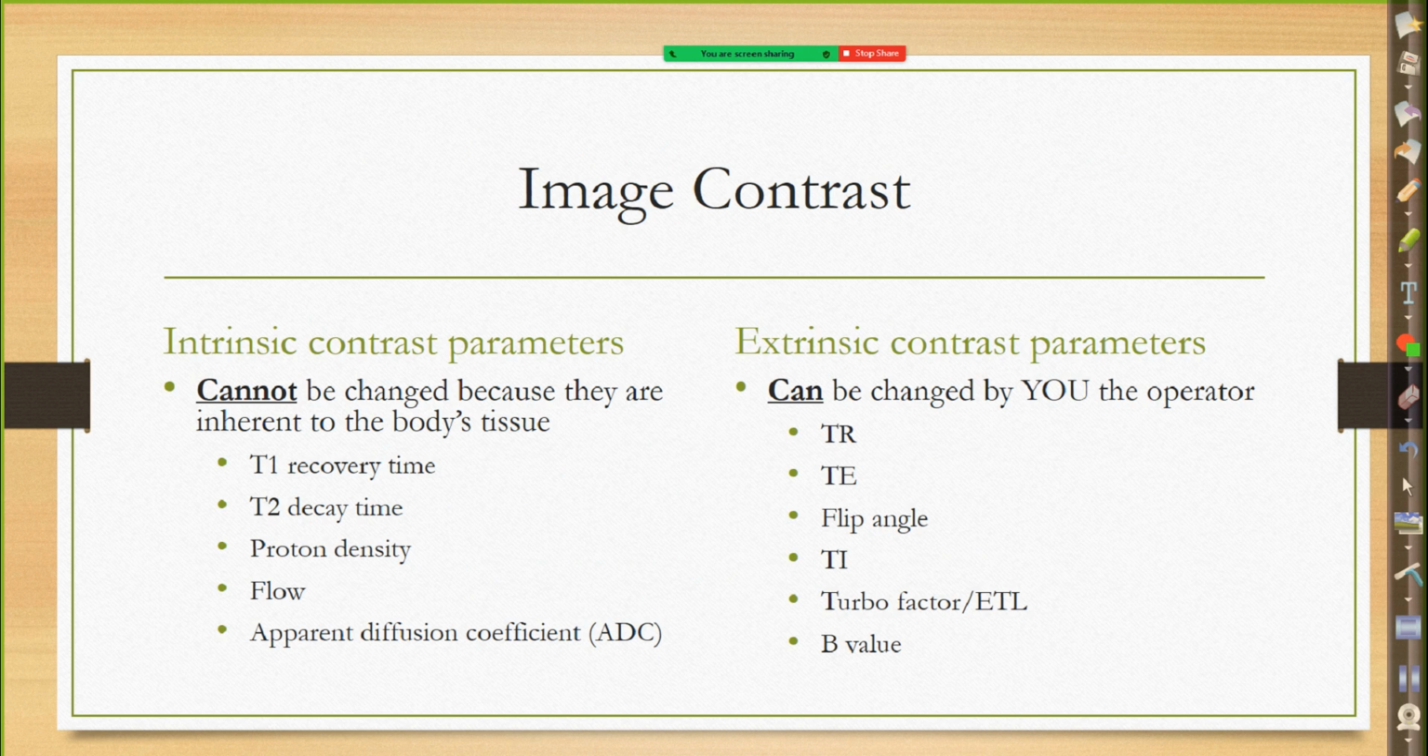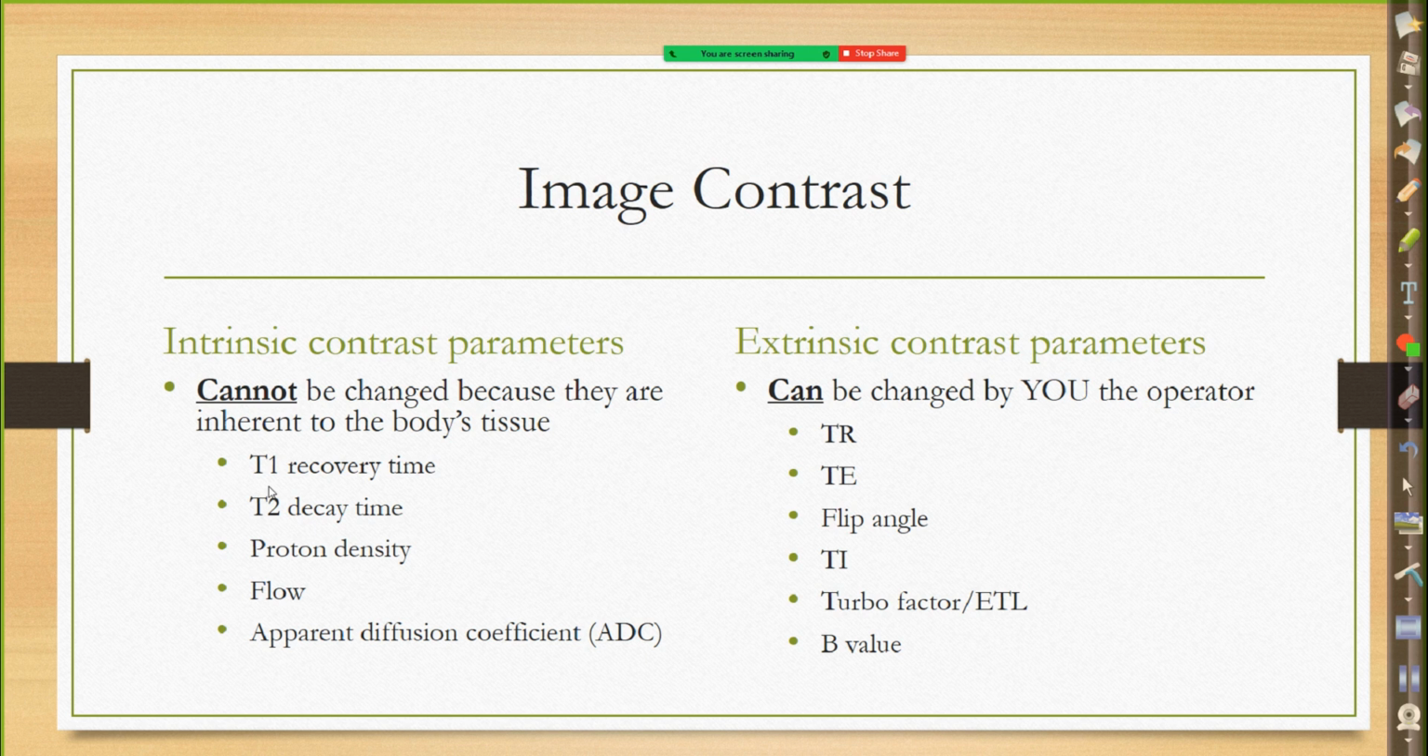All right, so let's talk about those two types of parameters. In MRI, you have either intrinsic or extrinsic contrast parameters. And this was always a registry question, so I'm going to hit on these a lot for my test. So make sure you really highlight this slide. Intrinsic contrast parameters are things that cannot be changed by us, the MR technologists, because they are inherent to the body's tissue.